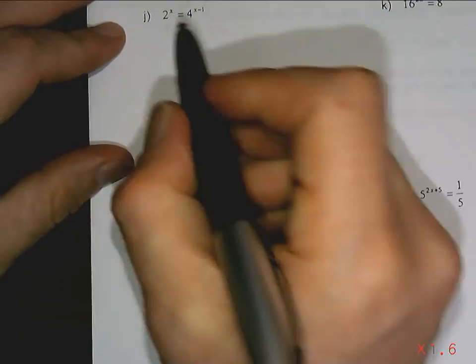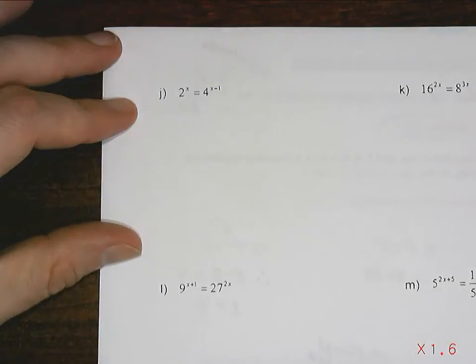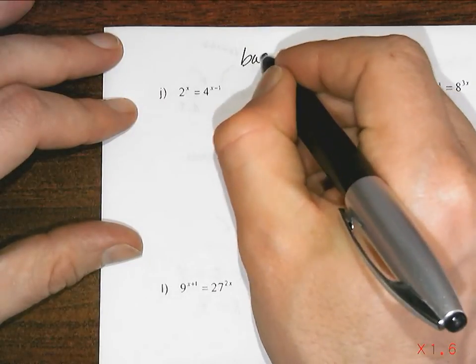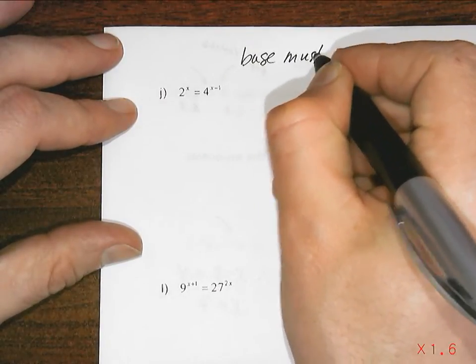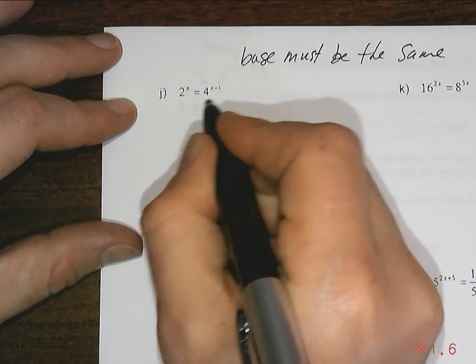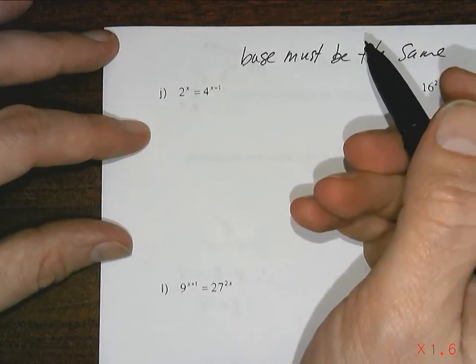Okay, flipping this page over. Now we're going to see some more interesting ways that we can do this. Look what we have here. We have 2 to the x and we have 4 to the x minus 1. The bases are not the same. Remember, your bases must be the same. These are not the same. Can I change them? Can I change both of them? Can I change just one of them?